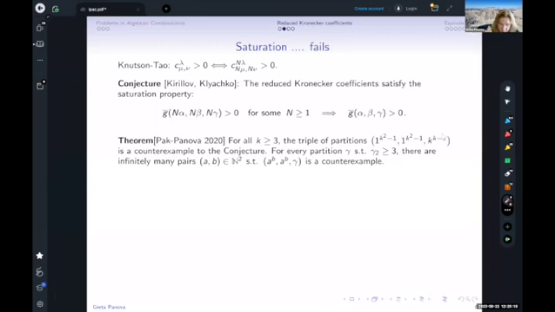The Kronecker coefficients didn't satisfy this, but unfortunately the reduced Kronecker coefficients also did not satisfy this. And in particular, we can do a very explicit example of 3 partitions for which the reduced Kronecker coefficient is 0, but the scaled one is actually not. And in fact, there are families of counterexamples we can build along these lines.